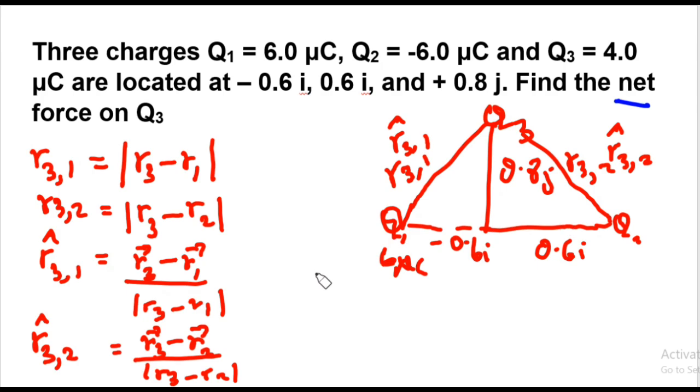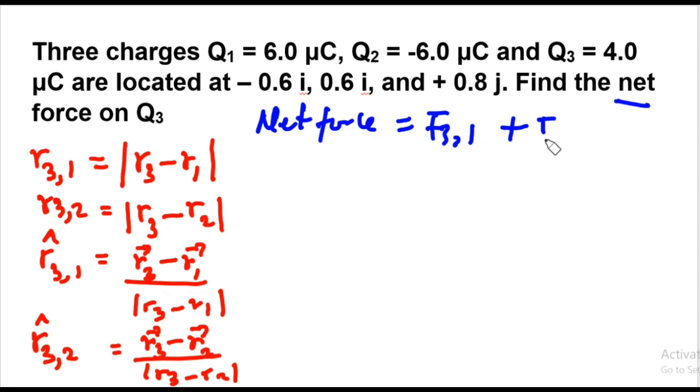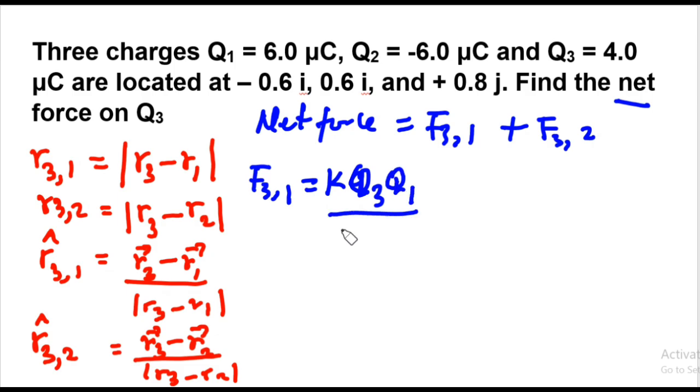So going further to solve the problem, we said before that the net force is F31 plus F32. So let us find F31. To find this F31, we make use of Coulomb's law. This is the constant, this is the charge Q3, this is the charge Q1, upon the distance of separation, which will be R31 squared.